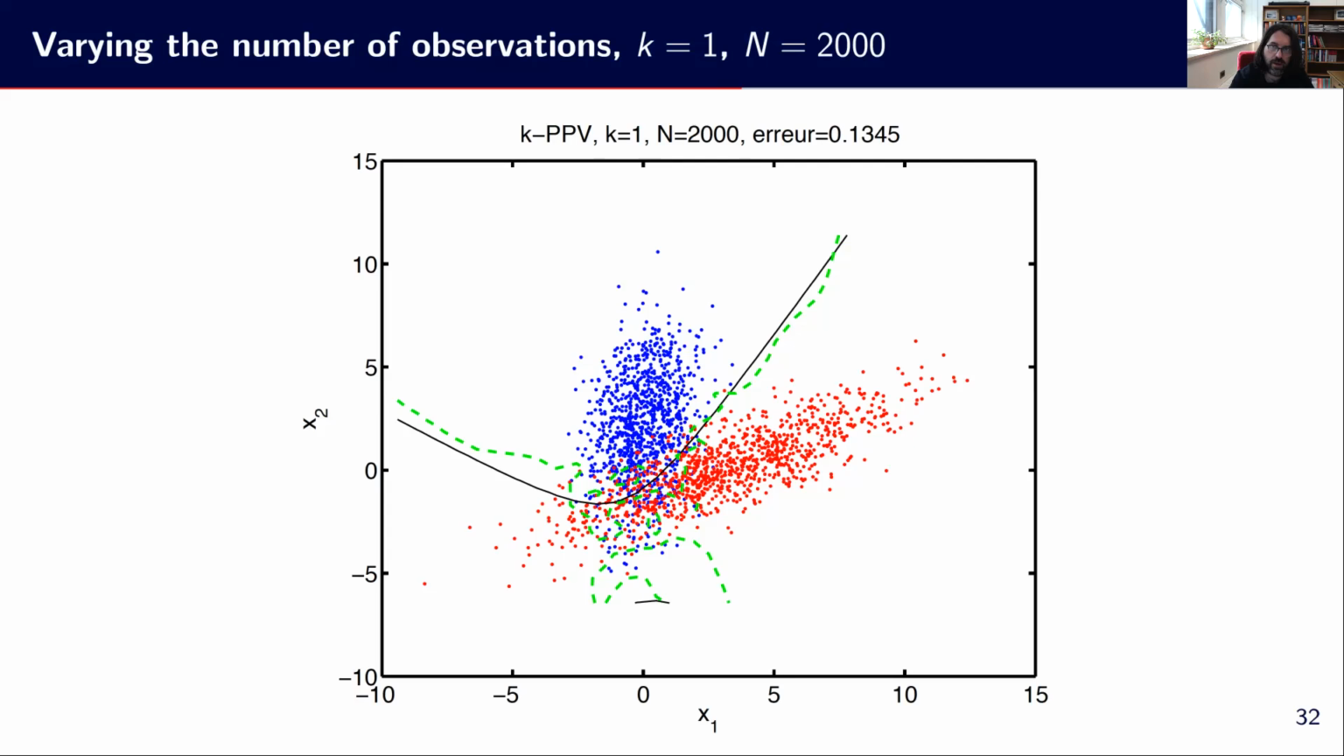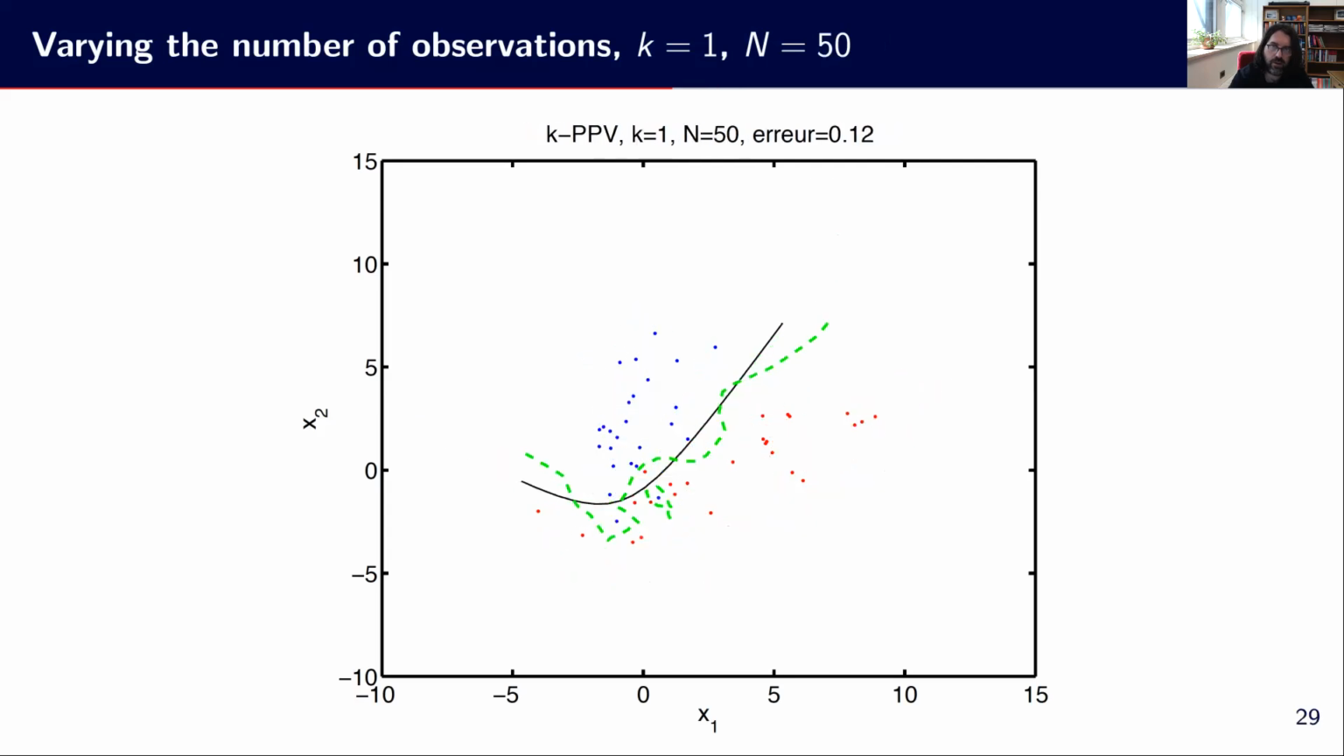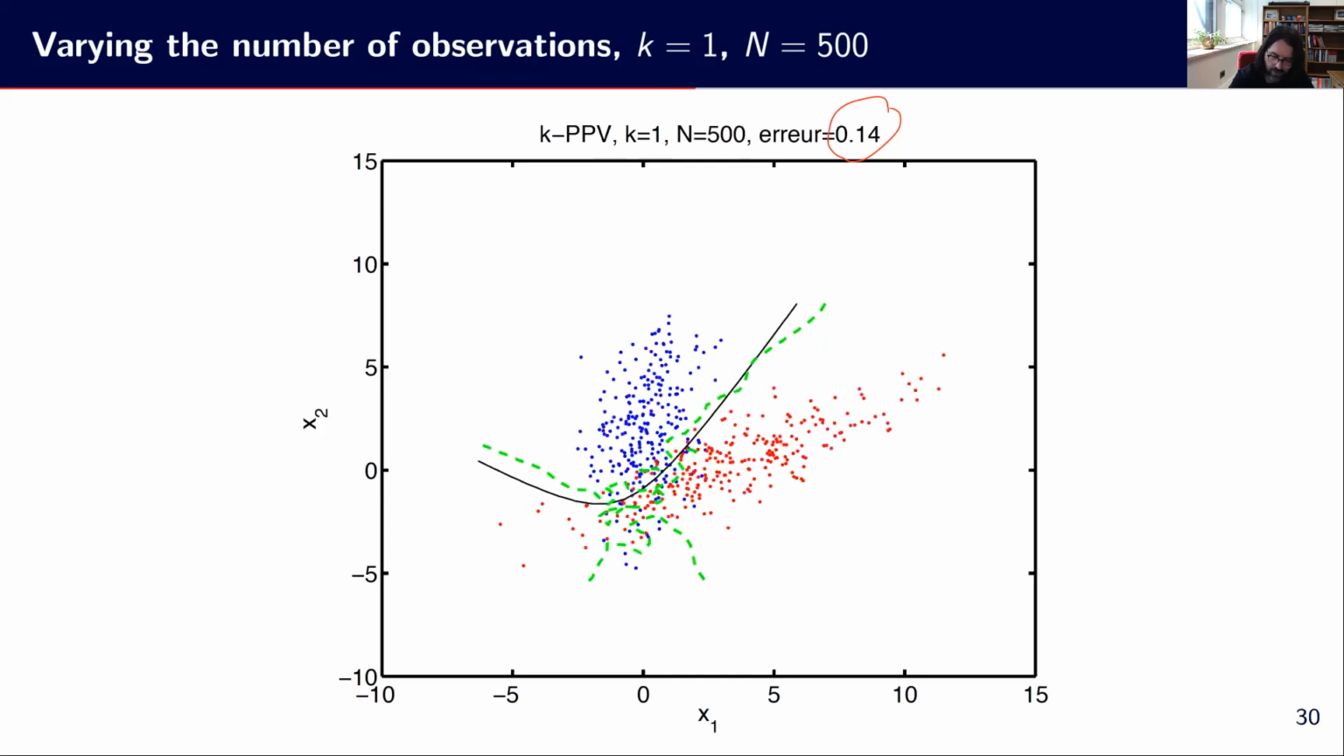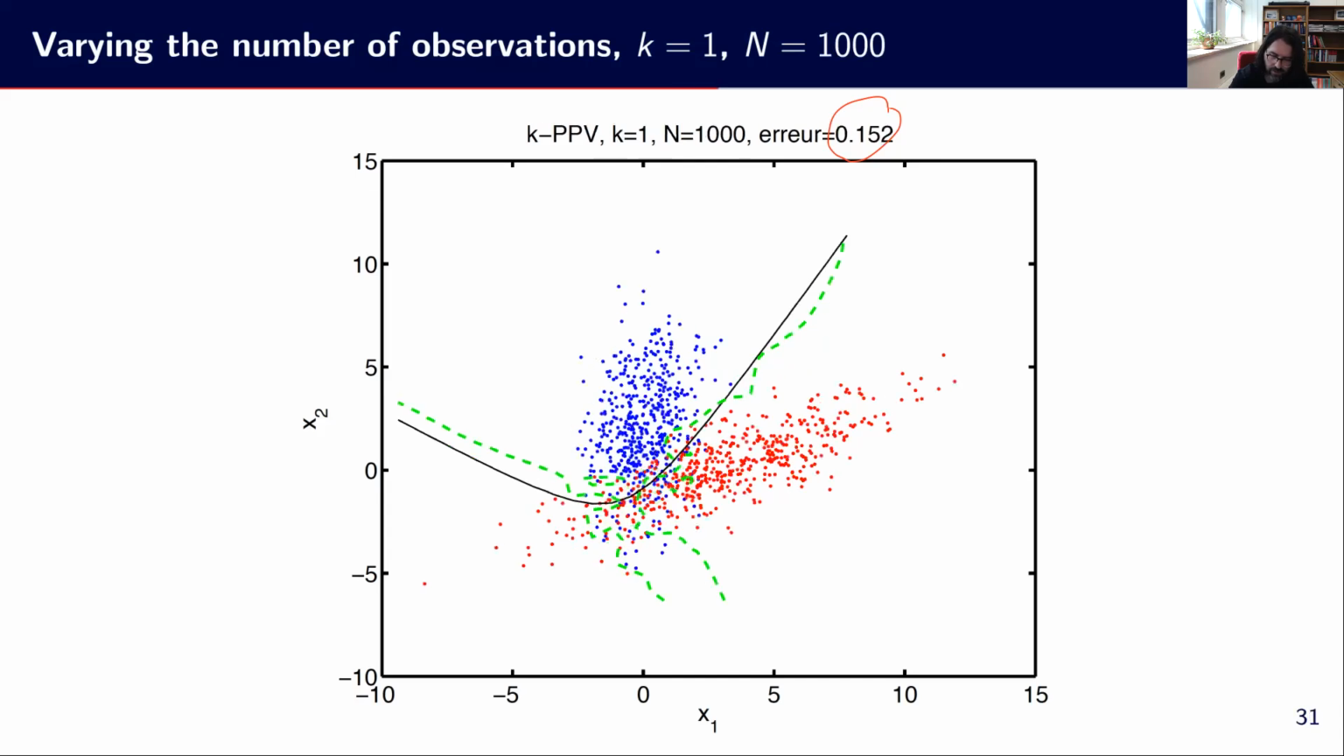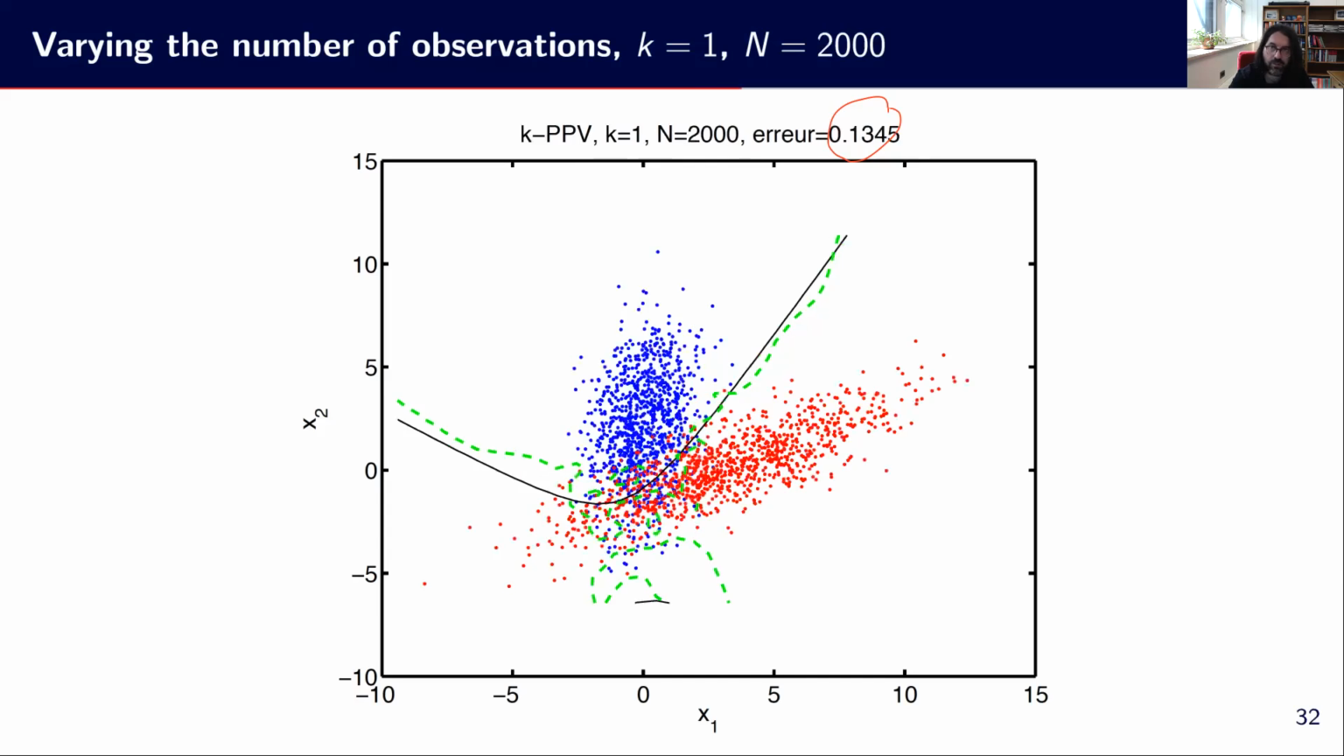If we move back and look at the error rate, we can see that the error is 16%, and as we go on, 12. So we are lucky here, maybe just because the set of 50 samples was useful. Then 14, then 15.2, then 13.45. So these are different error rates, but still far from the 10.7 that we have when we know the real distribution.